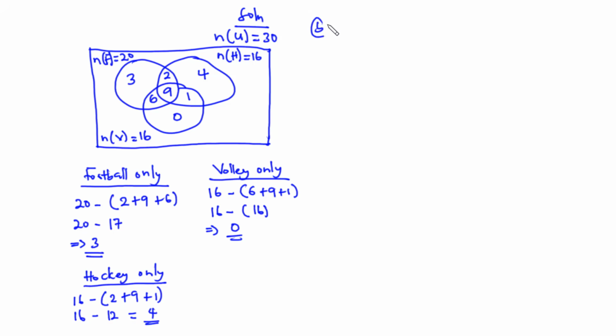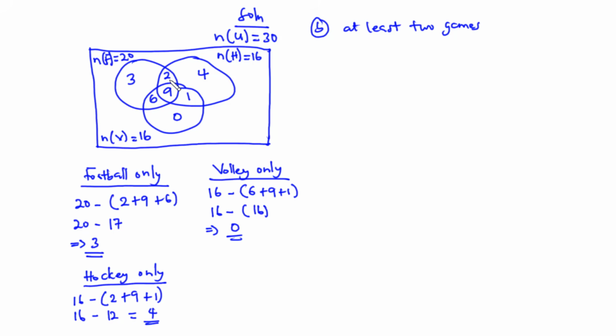Now let's solve for B. The number of students who play at least 2 games. So at least 2 games means that we need to find the number of students who play 2 or more games. It shouldn't be less than 2.